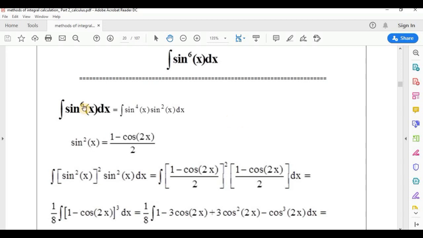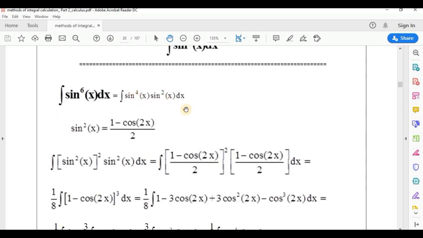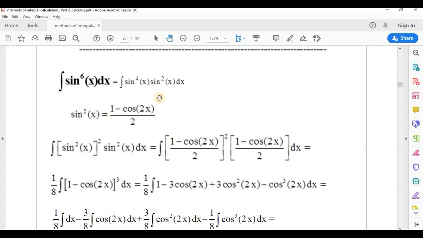6, we withdraw 2, it will become 4. So it will become sine to the power 4 multiply sine to the power 2 x dx. Second step, we will use the double angle relationship. We have here sine square equal 1 minus cosine 2x all divided by 2. And we will substitute this value in the integral.